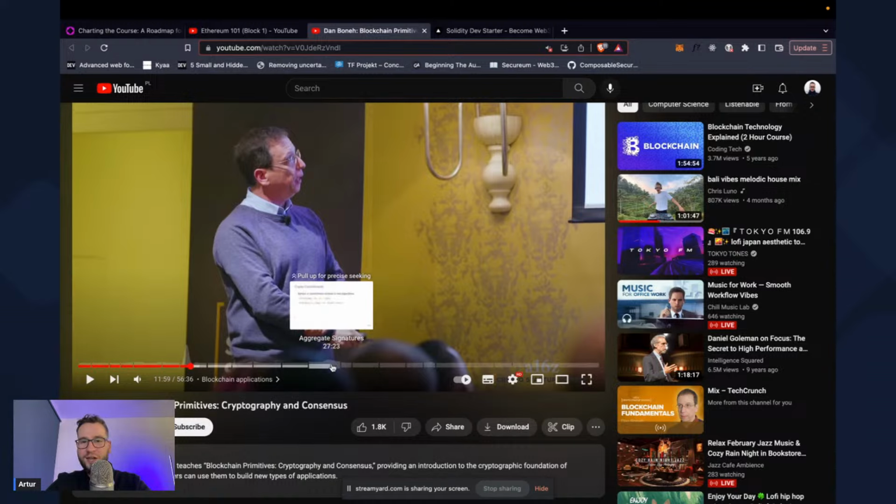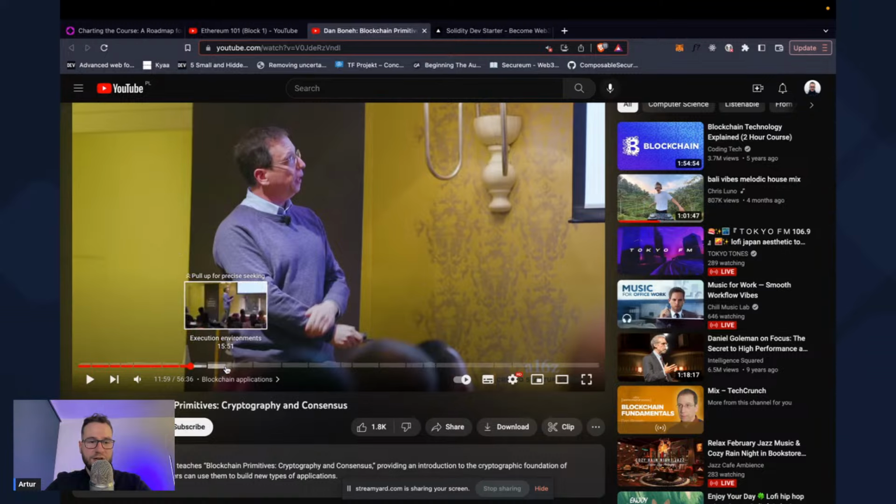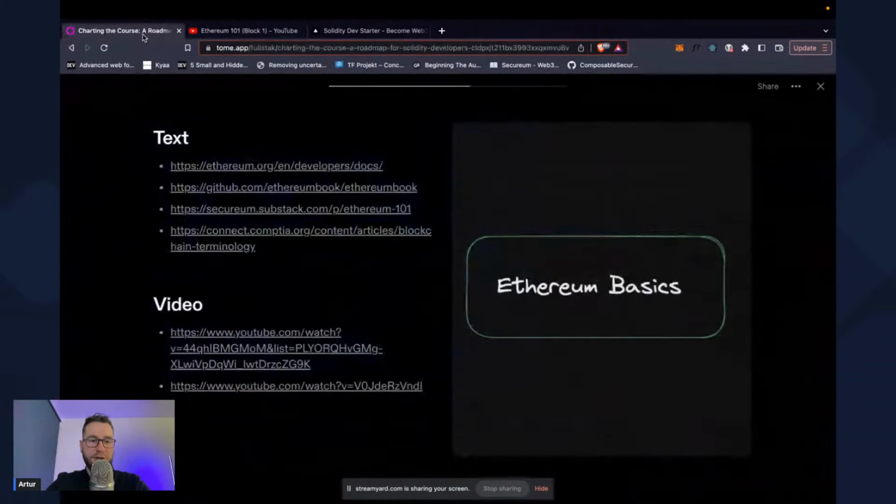I made this mistake: I learned much of Solidity before I actually understood some of the consensus and cryptography behind it. And I think it was just more painful for me. So I highly recommend you get these fundamentals first. And again, they will be in these slides that I will send to you afterwards.